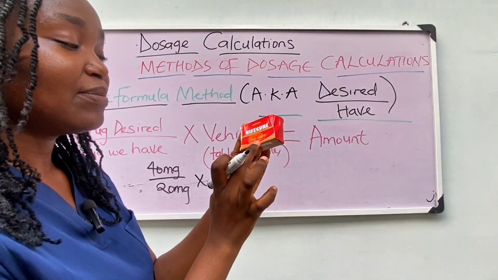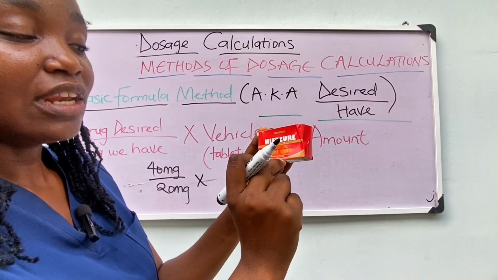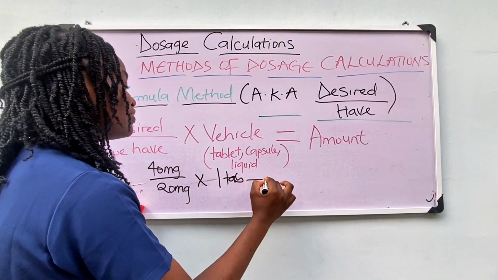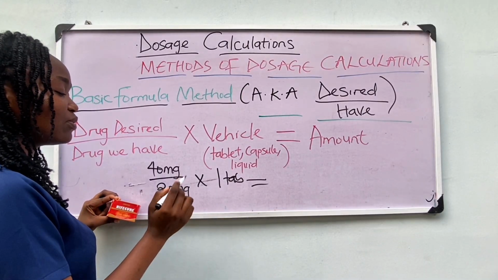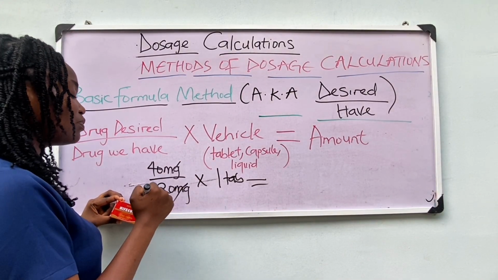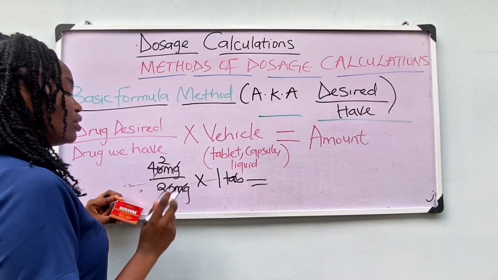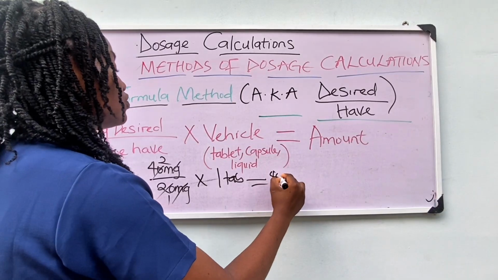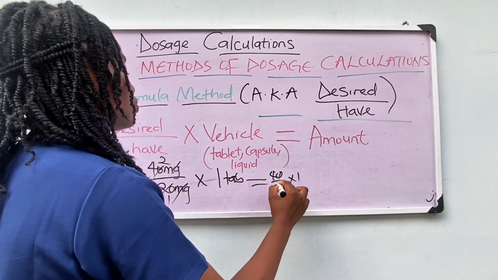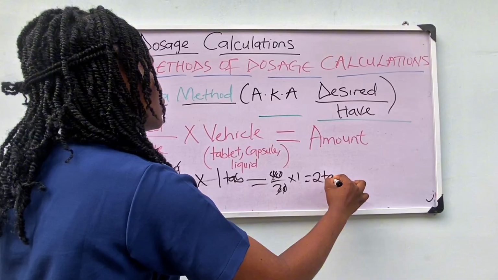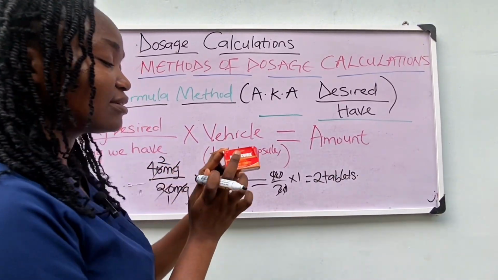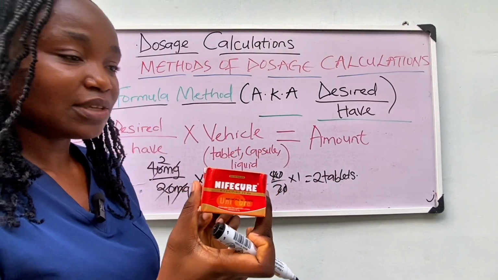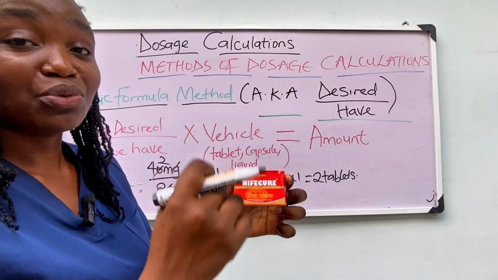Because this is a tablet, we know that one tablet contains nifedipine 20 milligram. So I'm going to multiply it by one tablet. What is that going to give us? It's going to give us our answer. When we solve, milligram cancels out milligram. Or you can write 40 all over 20 times 1, and you are going to get 2. It means we are giving this patient 2 tablets of nifedipine, which is accurate. If 20 milligram is in 1 tablet, then for us to get 40 milligram, we are going to be administering 2 tablets.